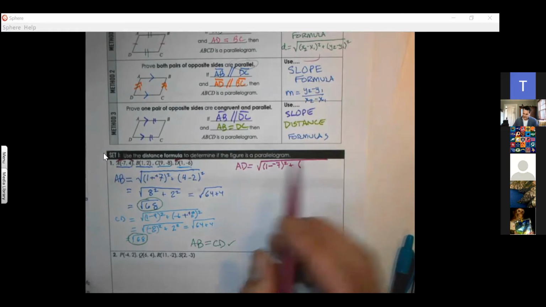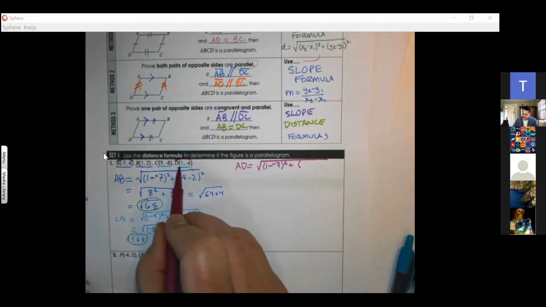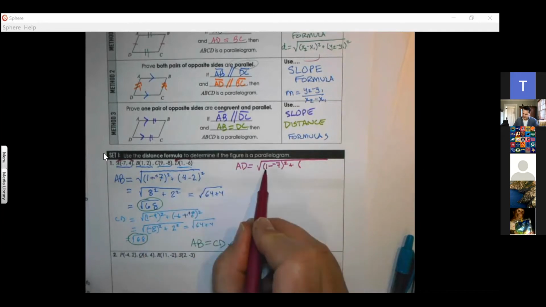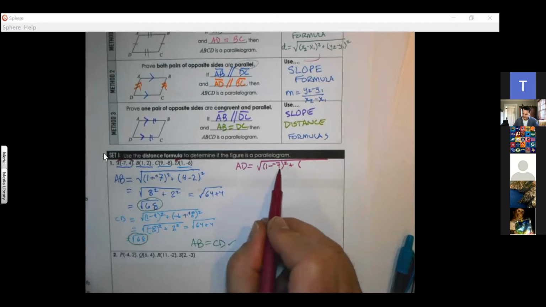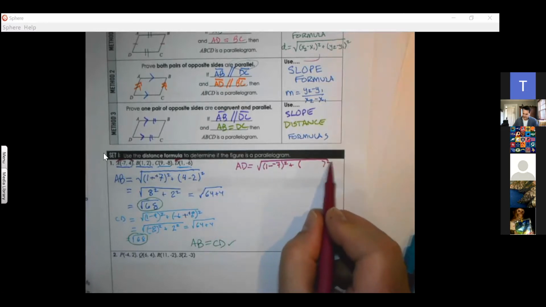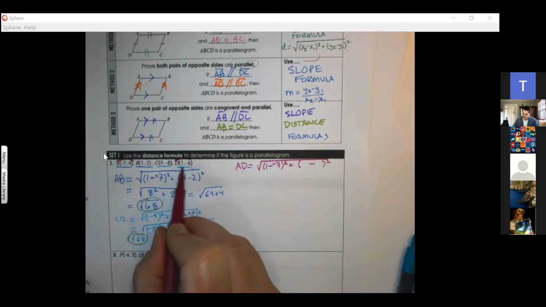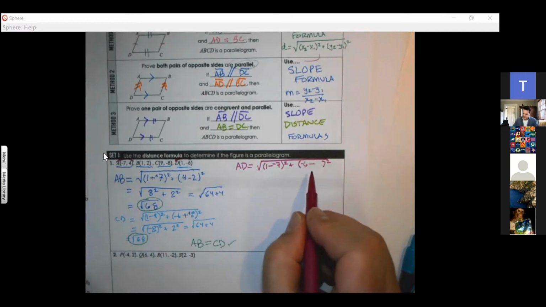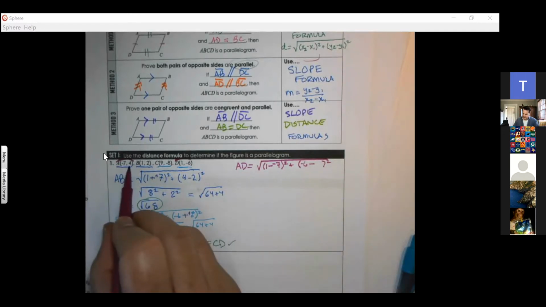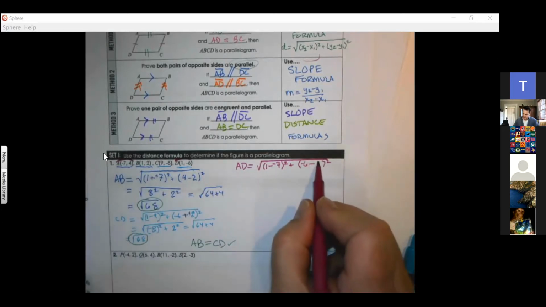So what it says to do is you take the difference of the x's. In other words, I'm going to take 1, the first x, minus the other x, negative 7. And then I'm going to do the same thing for the y's. I know that I'm going to take the difference between two values. This is the first y value, negative 6, and this is the second y value, 4. So negative 6 minus 4.